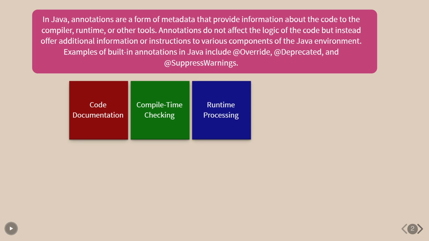Runtime processing. Certain annotations are designed to be processed at runtime by custom tools or frameworks. These annotations enable runtime reflection and introspection, allowing tools or frameworks to discover and respond to specific features or configurations in the code.